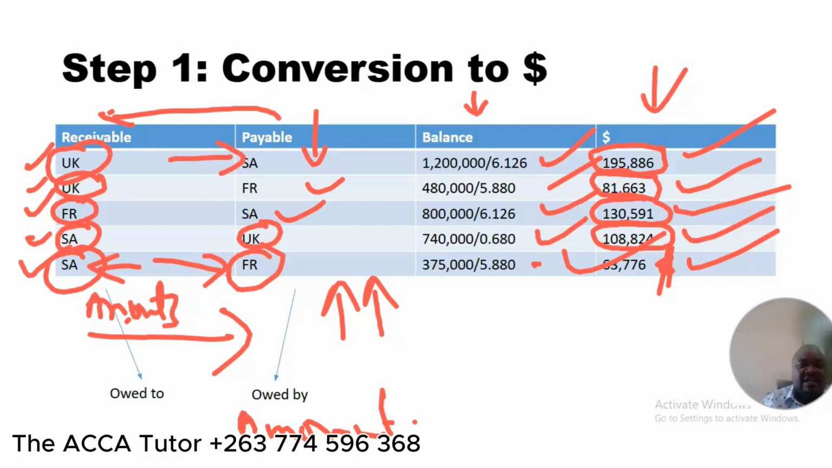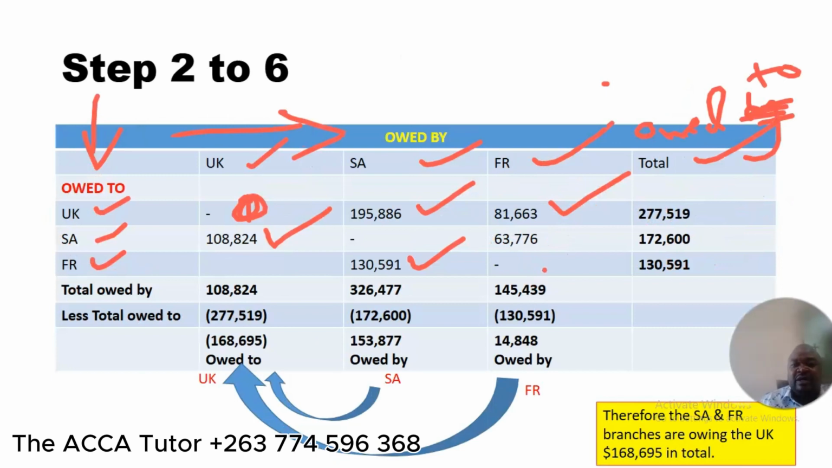And we discovered that yes, there was. It was being owed by the French company, and this happened to be something like 63,776, and we have to slot it in there.